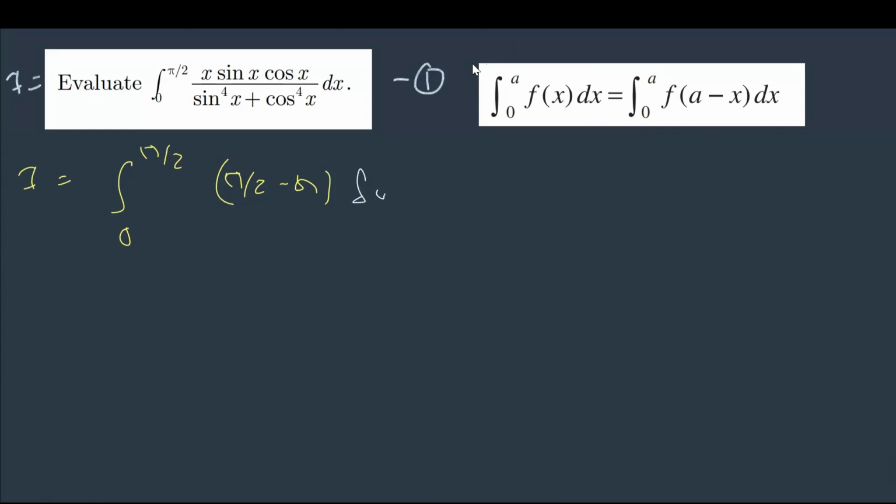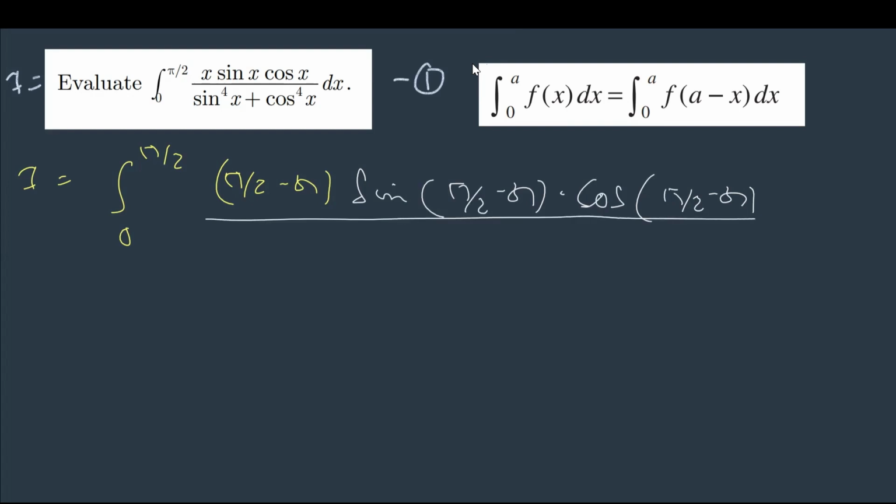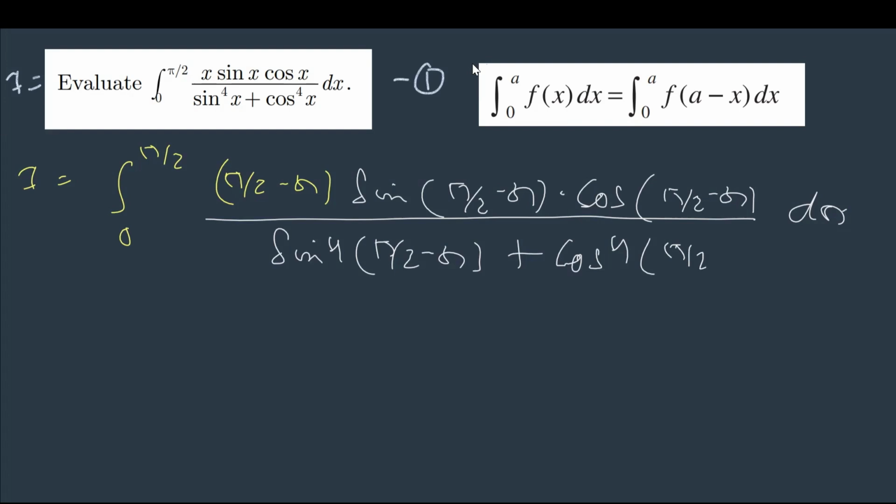Now the rest will be the same, that is, sine x can be written as sine pi by 2 minus x. I'm going to apply this property, that is, applying a minus x. So cos x will be replaced with cos of pi by 2 minus x. Then the same happens in the denominator. This is sine raised to the power 4, and x will be pi by 2 minus x. Lastly, it is cos raised to the power 4 of pi by 2 minus x.